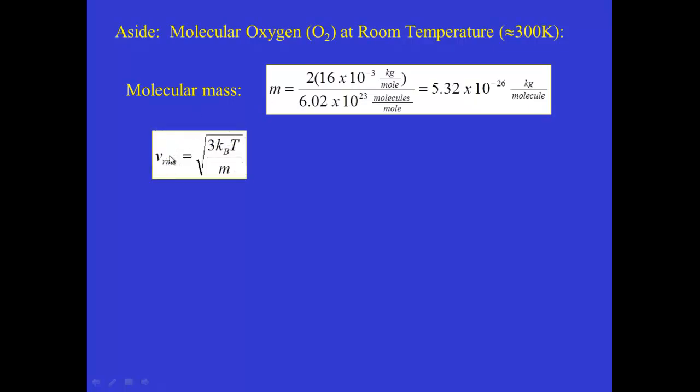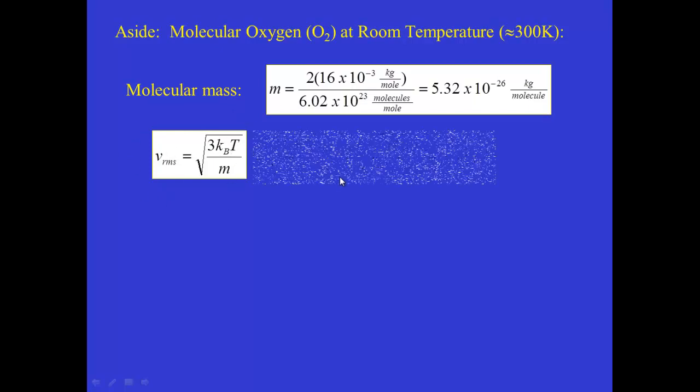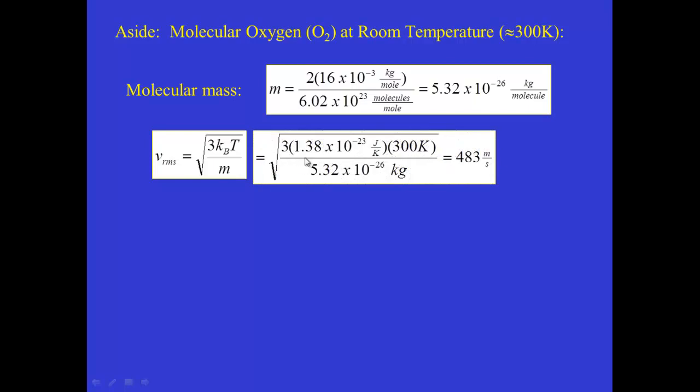Now we go back to our root mean square velocity formula. We plug in Boltzmann's constant, which we know. We plug in the temperature of 300 Kelvin. In this expression, temperature has to be inserted in absolute units, in Kelvin, and divide by the mass. So when we do that, 3 times 1.38 times 10 to the minus 23 joules per Kelvin, 300 Kelvin, the appropriate mass, and we get 483 meters per second.